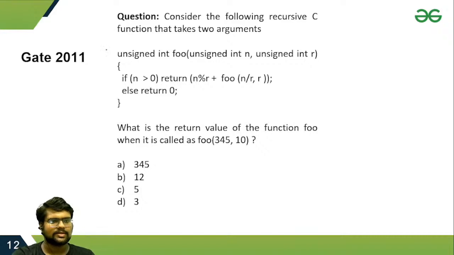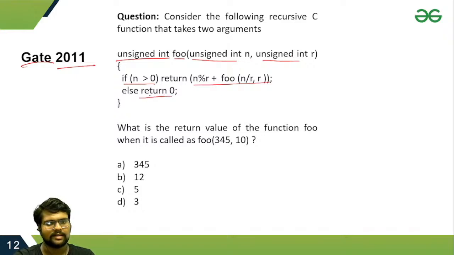Let's do another question which was asked in GATE 2011. Okay, so in this we have an unsigned int and the function name is foo, in which two parameters are there, which are also of type int, and we have this condition: if n is greater than 0, then we return this. We are calling this function with some updated value of n and r. Then if it is not satisfied, then we will return 0. So this else condition is our base condition.